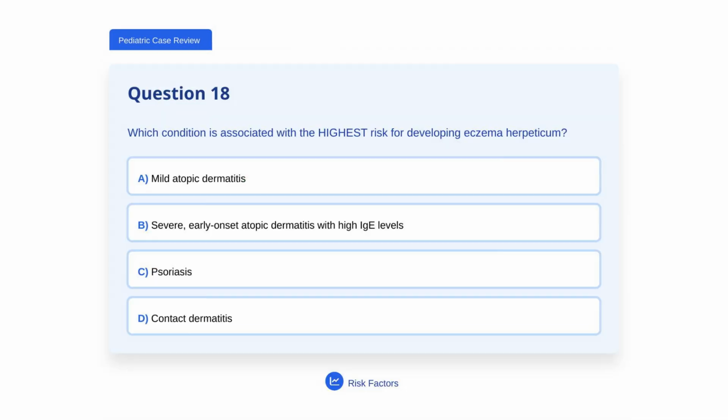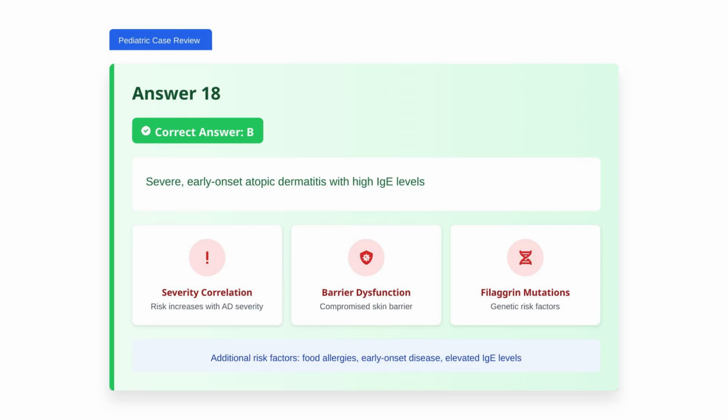Which condition is associated with the highest risk for developing eczema herpeticum? Is it mild atopic dermatitis, severe, early-onset atopic dermatitis with high immunoglobulin E levels, psoriasis, or contact dermatitis? The correct answer is B. Severe, early-onset atopic dermatitis with high immunoglobulin E levels is associated with the highest risk for developing eczema herpeticum.